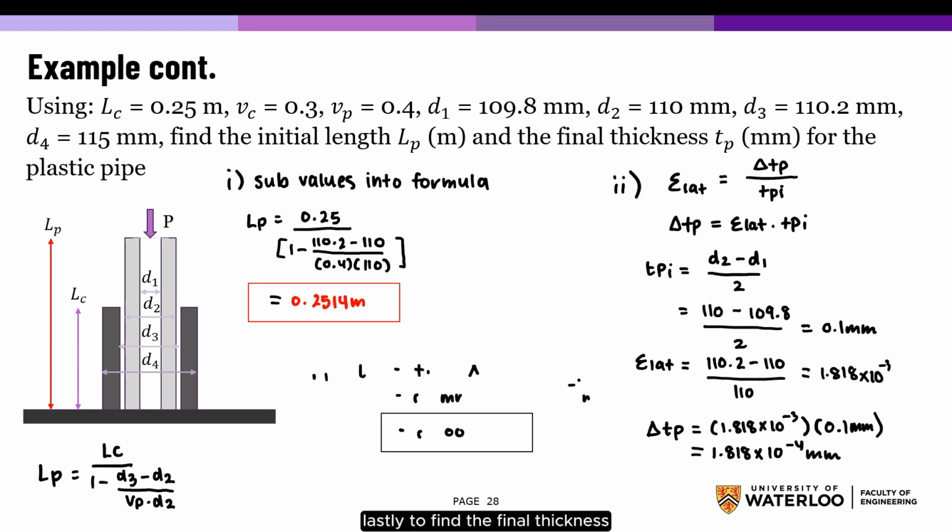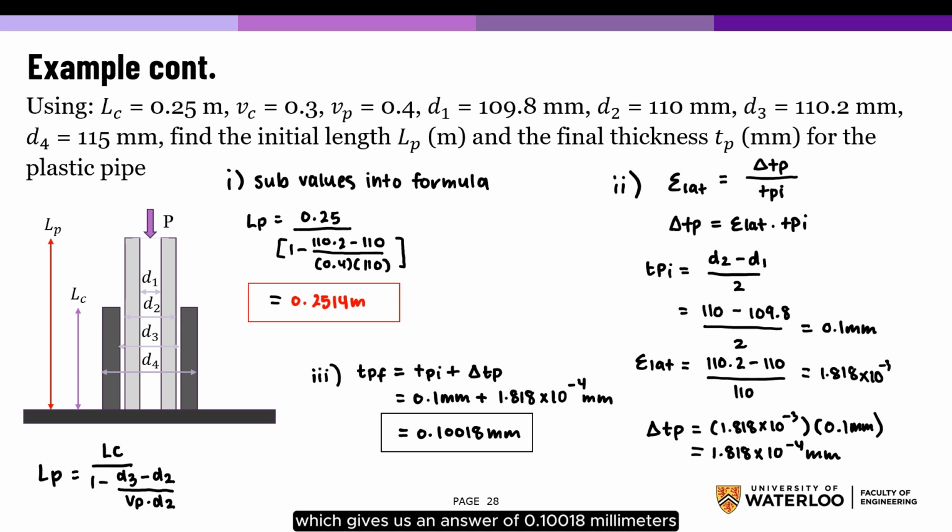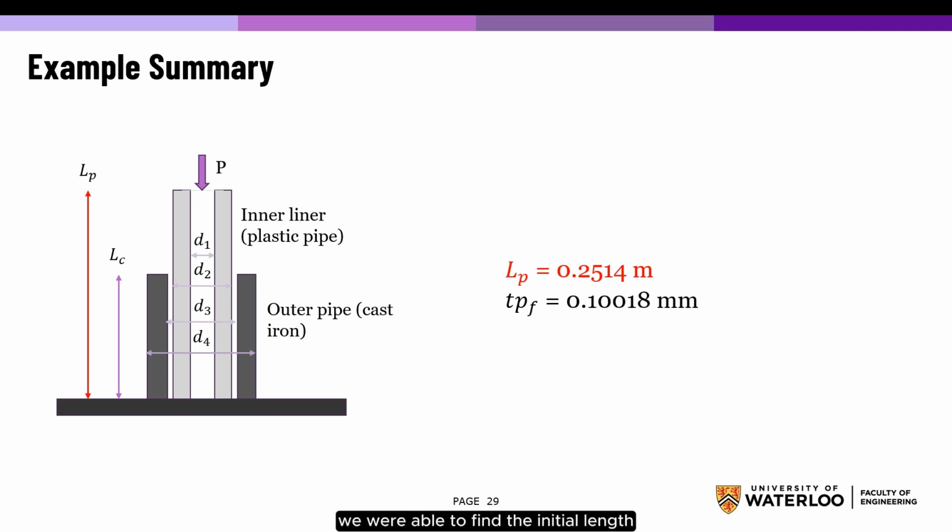Lastly, to find the final thickness, we will add the initial thickness with the change in thickness, which gives us an answer of 0.10018 millimeters. Using Poisson's ratio, we were able to find the initial length, which was 0.2514 meters, as well as the final thickness for the plastic pipe, which was 0.10018 millimeters.